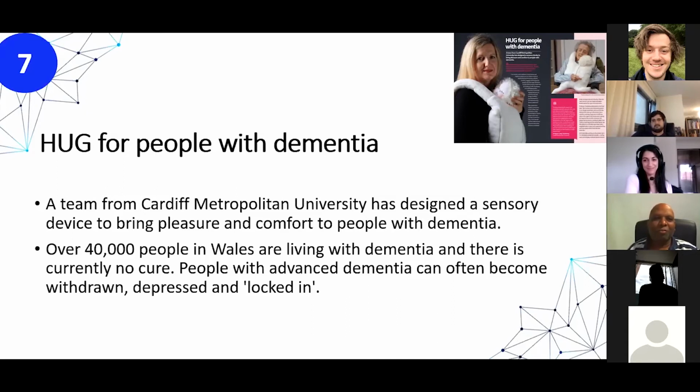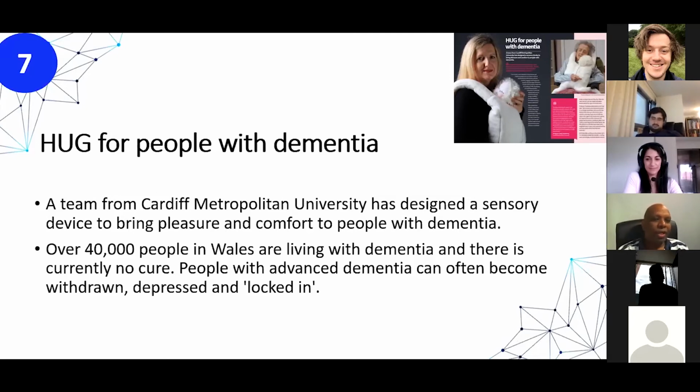Especially with the lockdown, we know the number of people who are feeling lonely, who live alone, who need a hug. Who doesn't need a hug? I mean, this is amazing. So I thought this is an interesting tool that the researchers in Cardiff Metropolitan University are developing. So that's a great story.